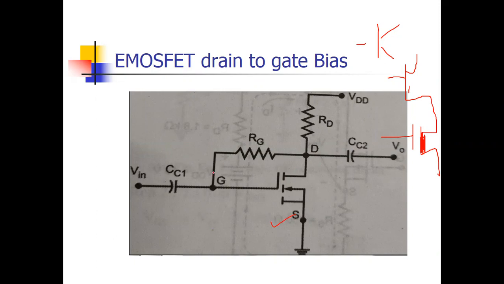Now, drain to gate bias. The gate terminal is connected to the drain terminal through resistance RG. That's what is called drain to gate bias. Bias means we have to calculate the Q point or operating point. Okay, so this is MOSFET drain to gate bias.